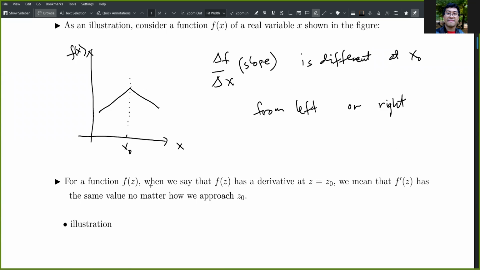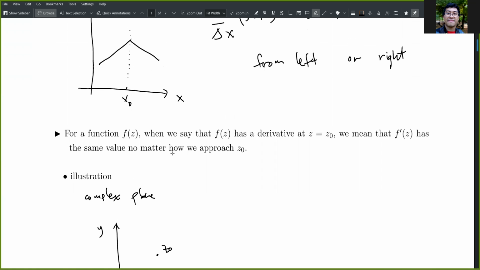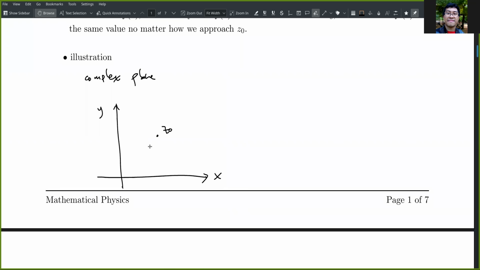For a function f of z, when we say that f of z has a derivative at z equals z sub 0, we mean that f prime has the same value no matter how we approach z sub 0. So in the complex plane, with axes x, y, suppose this is our point z sub 0. Like here in this case, we only have one way to approach x sub 0 depending on the function. But on the complex plane, there are several ways.